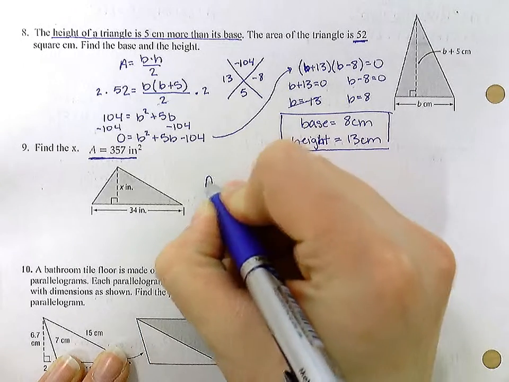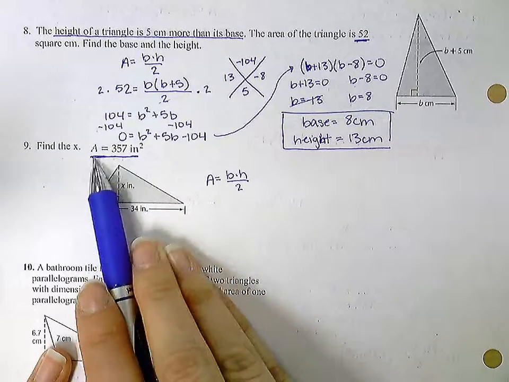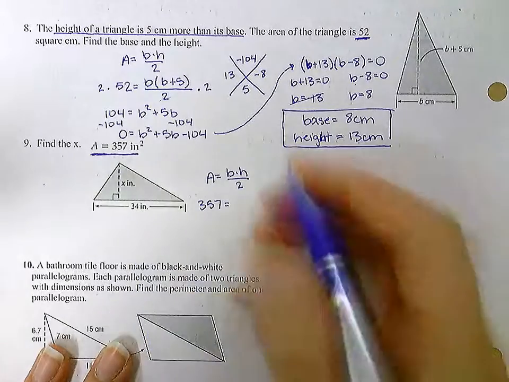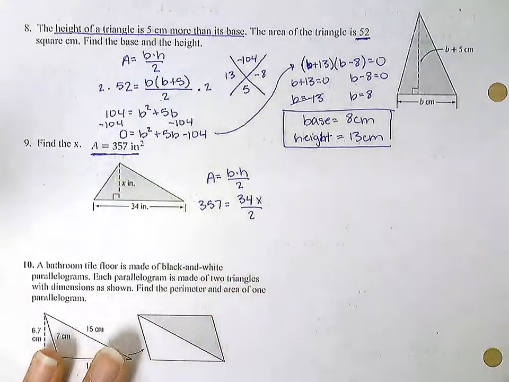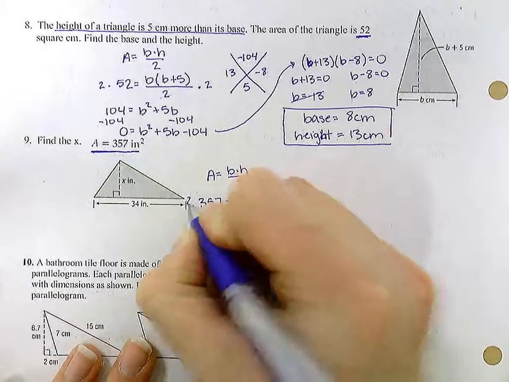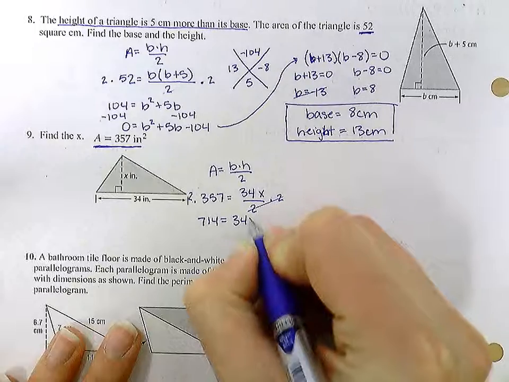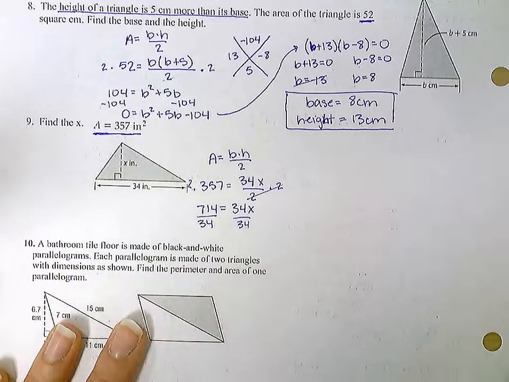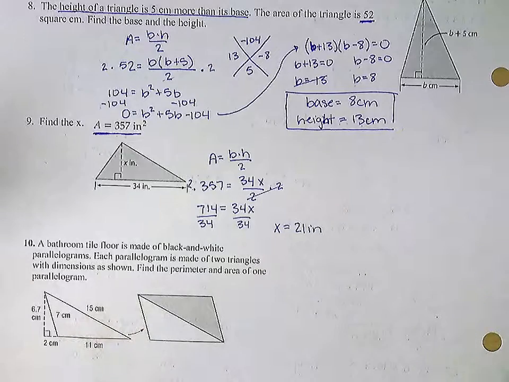So again, just using our area formula, base times height divided by 2. Plug in 357 for A. Plug in our base, which is 34. Plug in our height, which is labeled as x. And divide it by 2. From here I just have to solve for x. So I'll multiply both sides by 2 first, so it cancels out on the right, and I have 714 is equal to 34x. Divide both sides by 34 to get x is 21 inches.